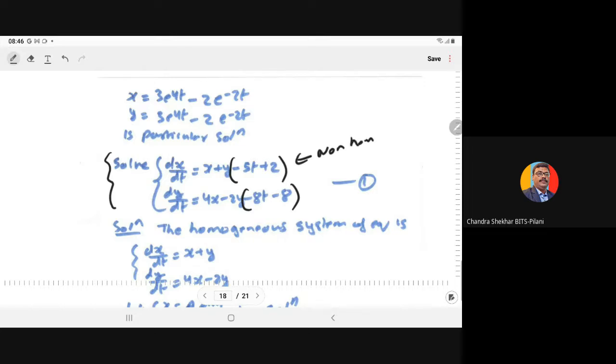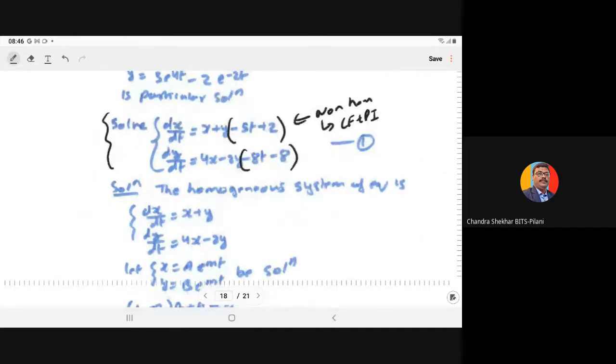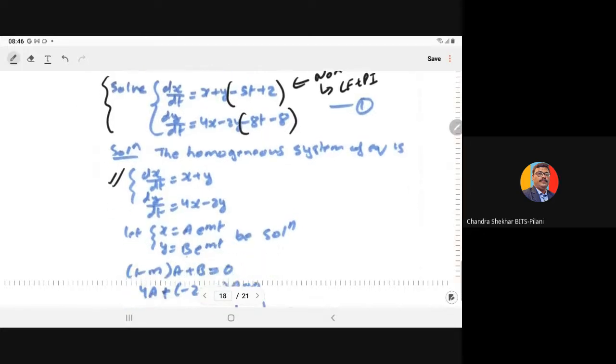For the non-homogeneous system of equations, first we have to find the general solution for the homogeneous system. Then you have to find the particular integral. That means the solution is the complementary function plus the particular integral. So first we compute the complementary function, or the general solution for the homogeneous system. I'm not going into the detail of the homogeneous system.